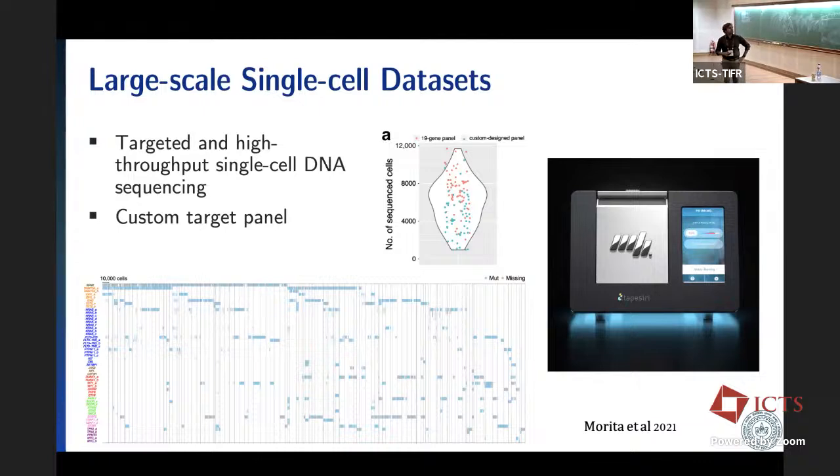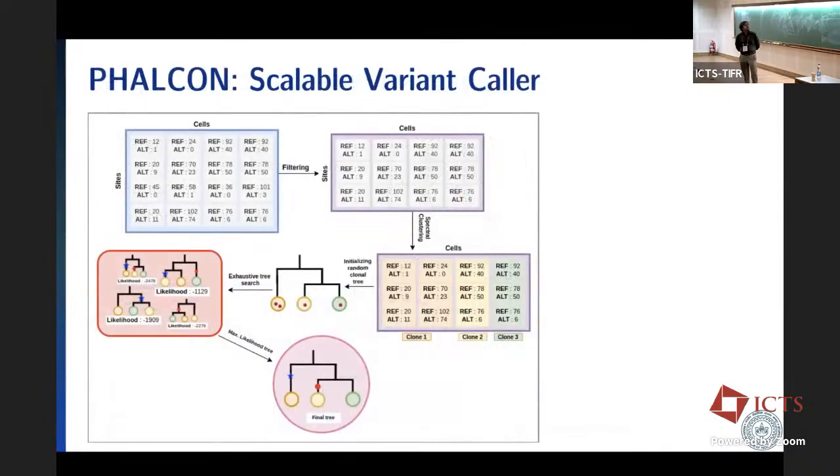Okay, so the question is, given this kind of data set where we have a very large number of cells but a very small number of sites, how do we change the existing methods? How do we adapt them for this kind of data set, right? To that end, we are currently developing this variant caller, again, phylogeny aware.